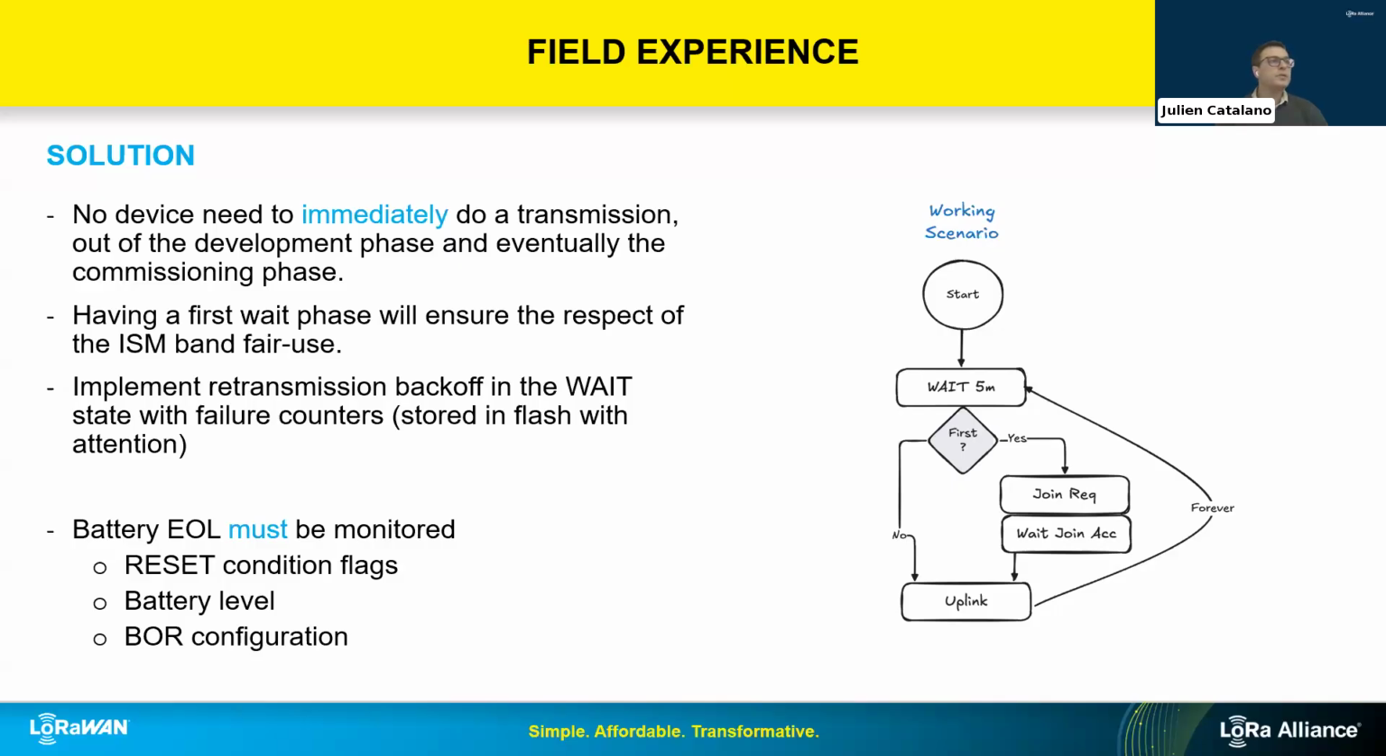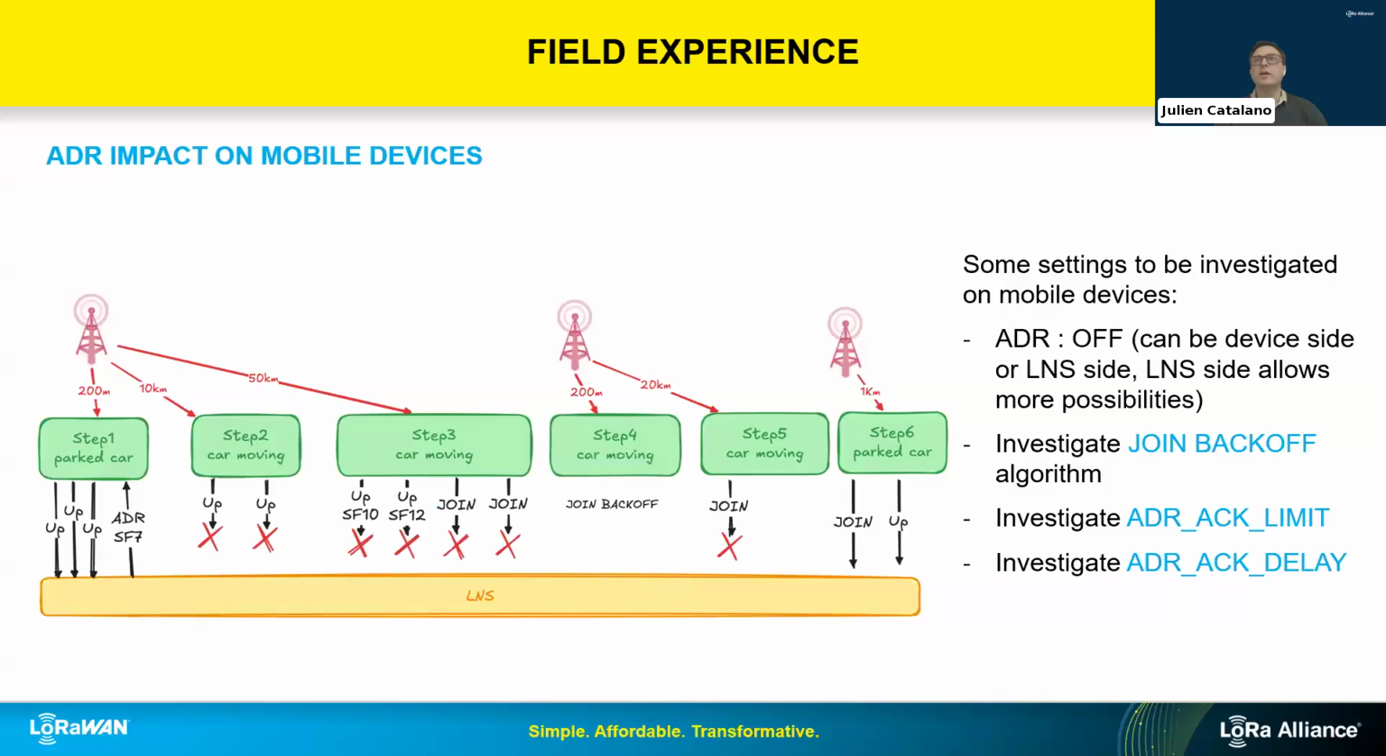Okay, so I wanted to come back to the ADR on a mobile device, and I do have a question here. You said the car is parked and switched up to SF7, so the link quality is very good, and when it starts moving, you don't hear it anymore. But what about the device knowing it's moving and disabling the ADR algorithm, or maybe trying some different spreading factors? Is this something possible?